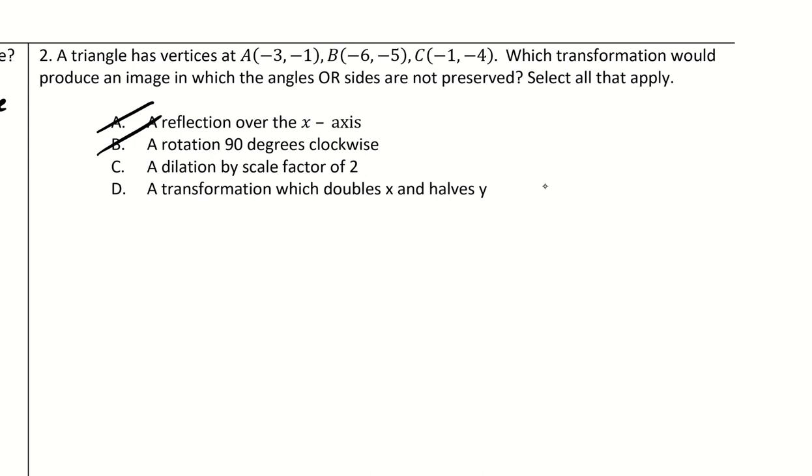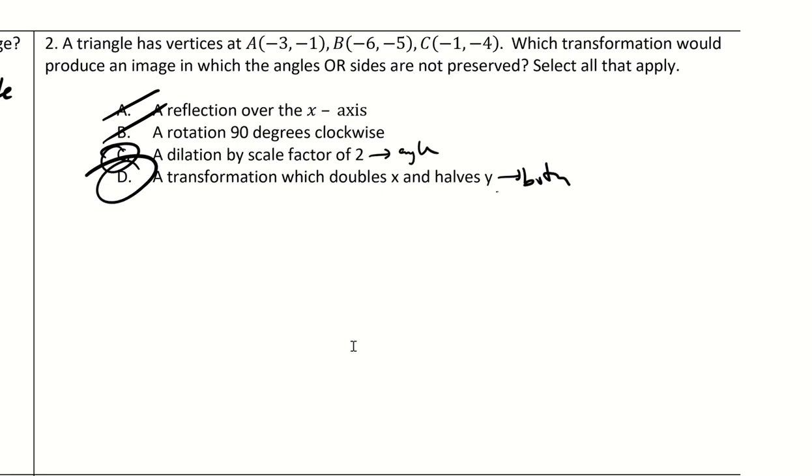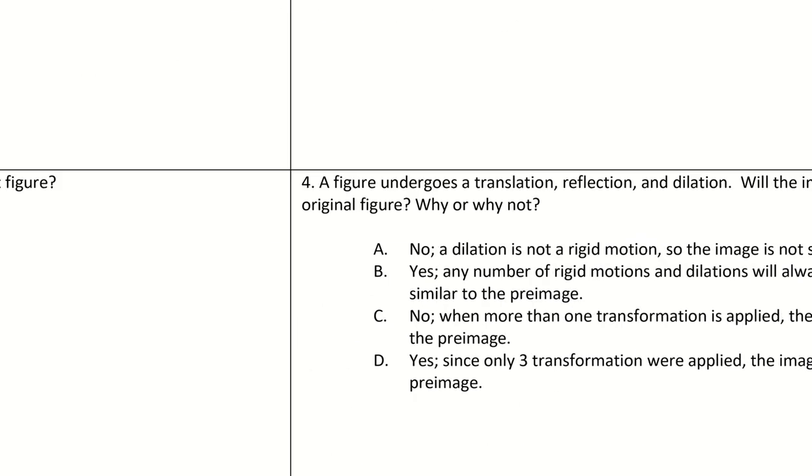Dilations change the angles. So yes. A transformation which doubles x and halves y changes both size and angle. So therefore, it's going to be C and D. Now, if it said the transformation doubles x and doubles y, that would change just the size and not the angle, right? But here it does both.